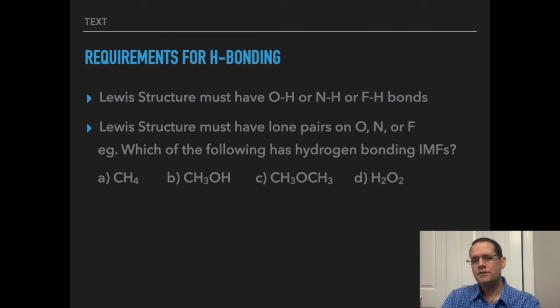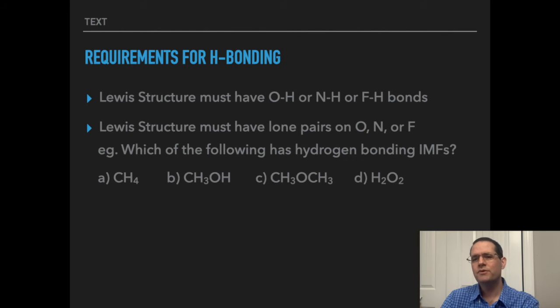Now, there are two requirements for hydrogen bonding, okay? The first requirement is that you draw your Lewis structure and you must physically have an OH bond, an NH bond, or an FH bond. That's criteria number one. And the second thing is that your Lewis structure must have a lone pair present on an oxygen atom, a nitrogen atom, or a fluorine atom. And those are the two requirements.